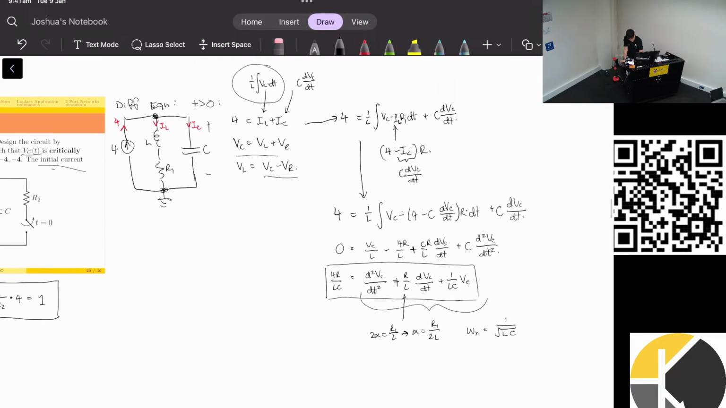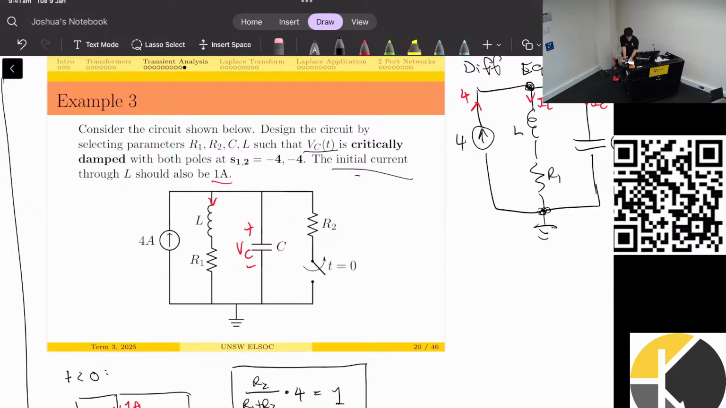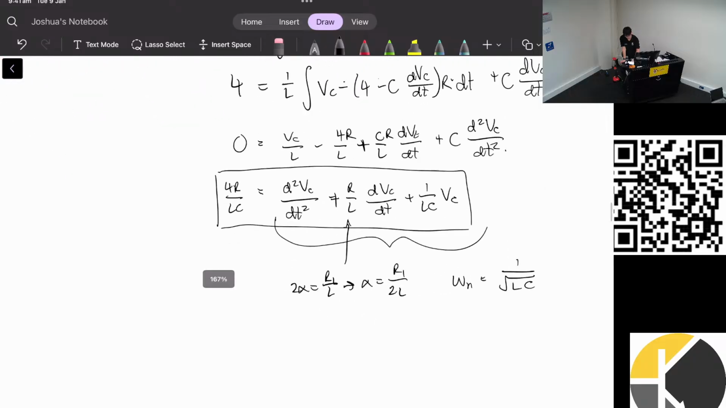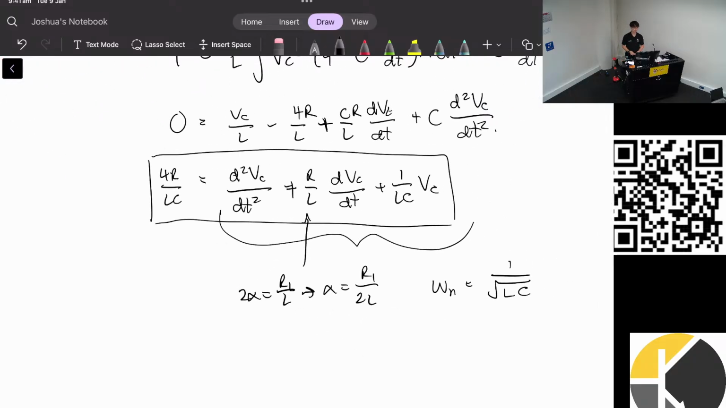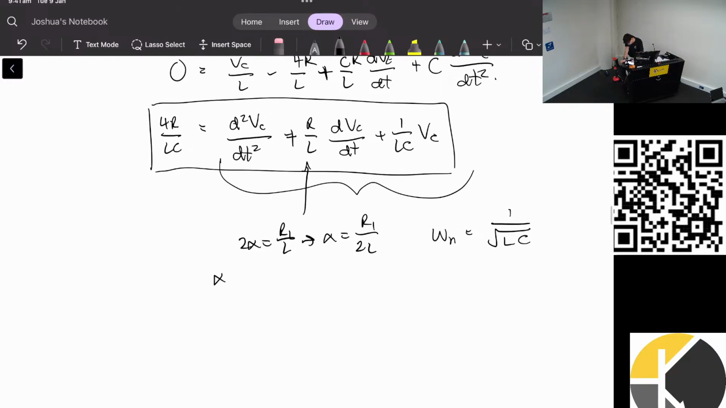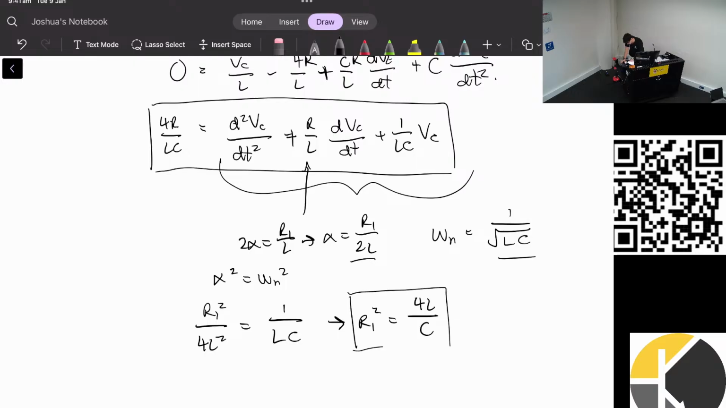And okay, so now we need to look back at what the question was asking. So the question was asking for us to make a critically damped system. So what is the condition for a critically damped system? Yes, that's right. So alpha squared should be equal to omega n squared. So if I use these terms, we have R1 squared on 4L squared should equal 1 on LC. If I rearrange that a bit, that would give me R1 squared should equal 4L on C. Okay, so now we have another equation.